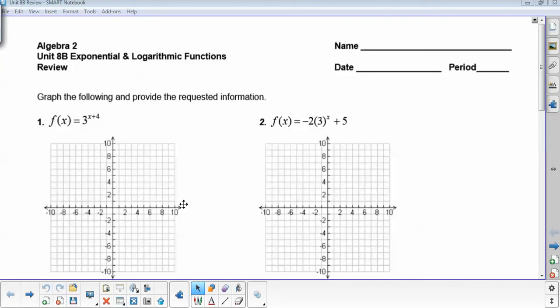Hello Algebra 2 students. In this document we are going to review exponents and logarithmic functions. So we're going to start with graphing. And I'm going to skip around a bit so that you have some practice problems to do on your own.